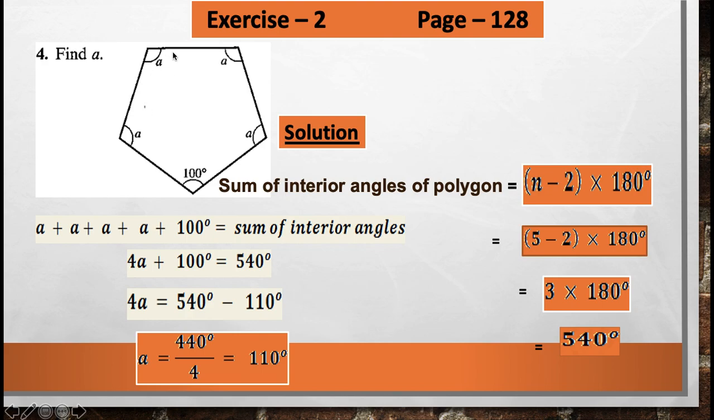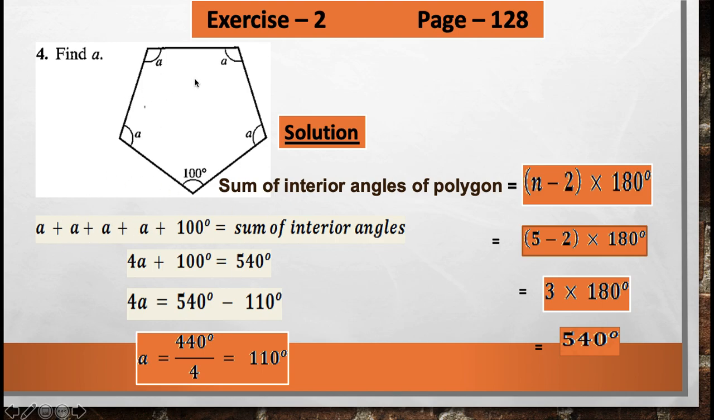To find one interior angle, you first find the sum of the total interior angles using the formula (n minus 2) into 180. After that, you find one interior angle. That is the sum of the interior angles divided by the number of interior angles if it is a regular polygon.